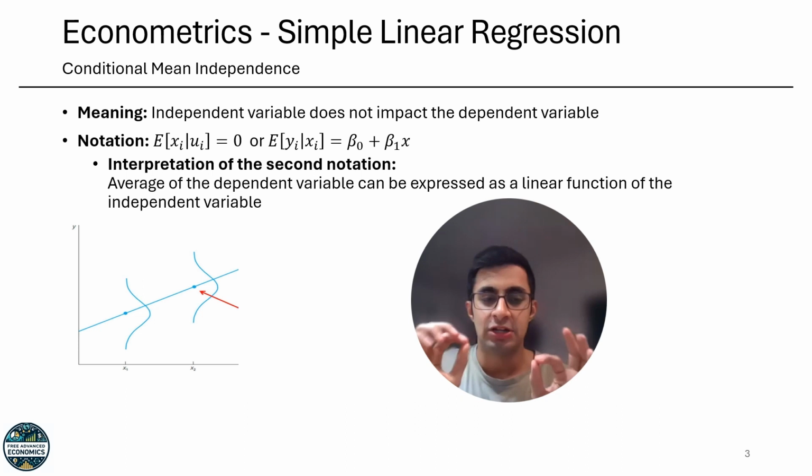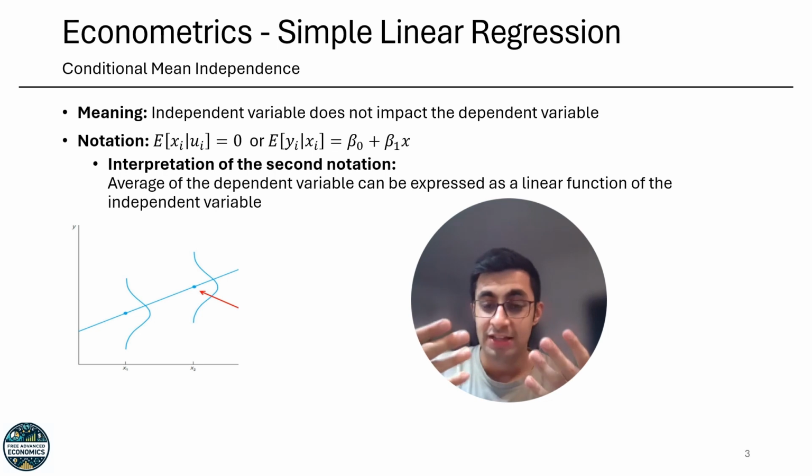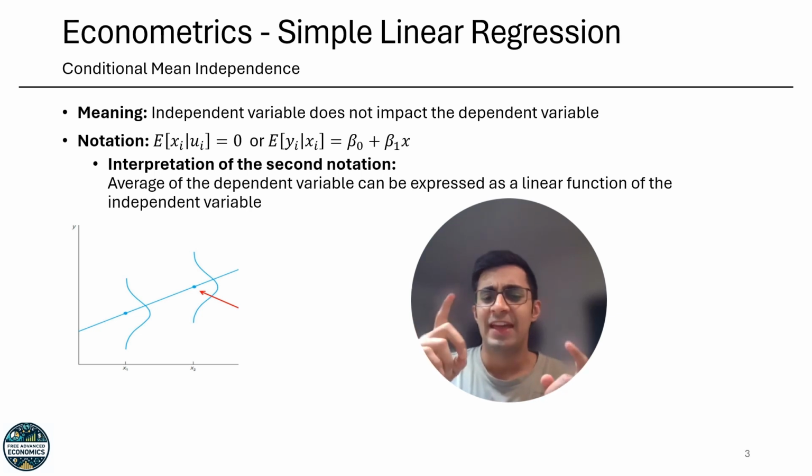In very simple terms, it's when the independent variable does not impact the dependent variable. But hold on, Sarthak, you just said that we're talking about the error term. Yes, when you think about the entire equation by itself, the equation is defined as y is equal to beta naught plus beta 1x plus ui. So if the independent variable impacts the dependent variable, it means that there's a correlation with the error terms.